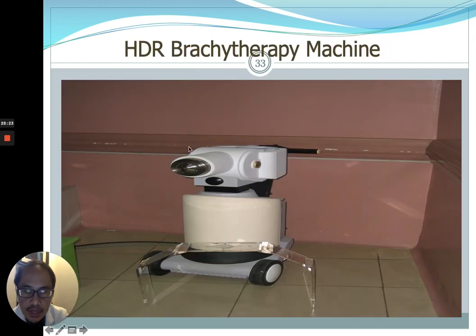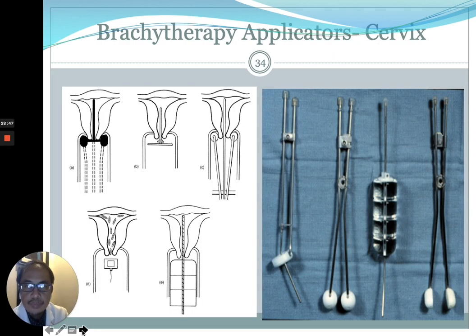So this is a high-dose rate brachytherapy machine. There's a radioactive source here. And if you would notice, there are outlets here wherein the radiation will be coming out and going inside the patient using catheters. Around 80% of patients undergoing brachytherapy are those with cervical or endometrial cancer. And these are the usual applicators that we use for treating cervical cancer patients.